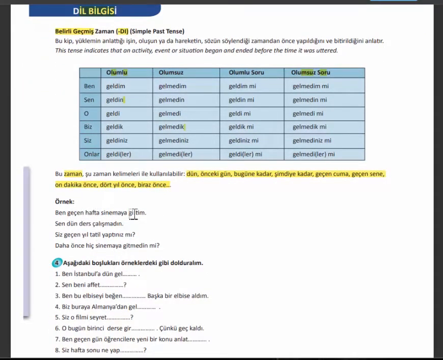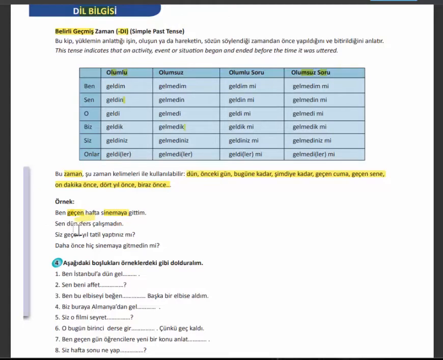Ben geçen hafta sinemaya gittim. The d from fıstıkçı şahap changed into t. Gittim, I went. Sinemaya, to the cinema. Ben geçen hafta, last week. I sinemaya to the cinema went. I went to the cinema last week.